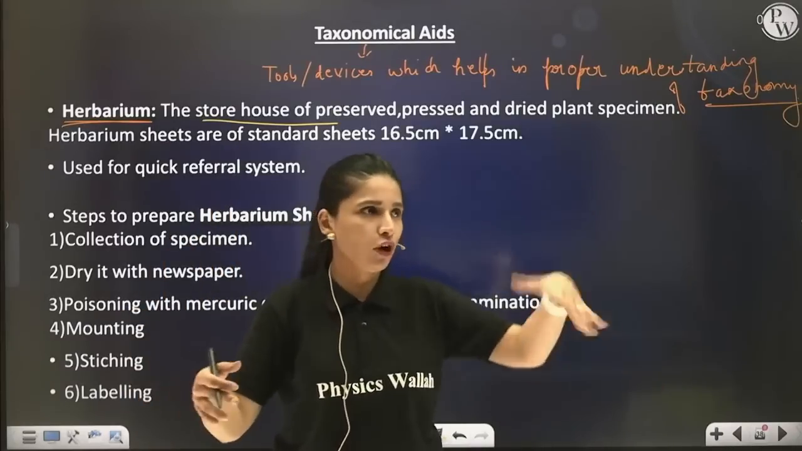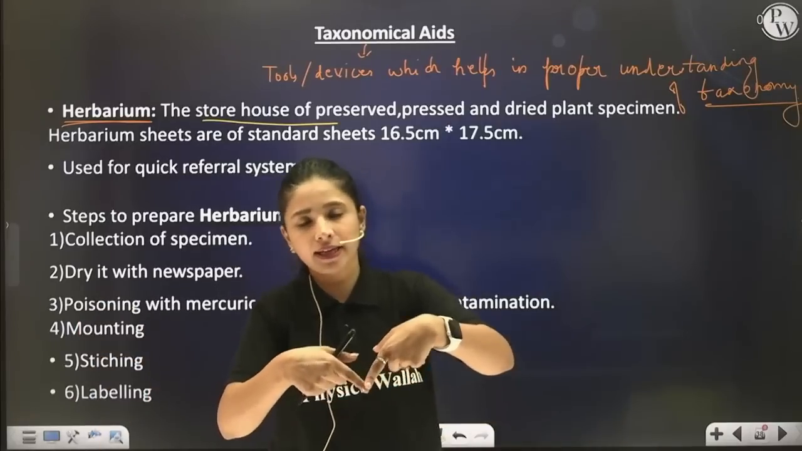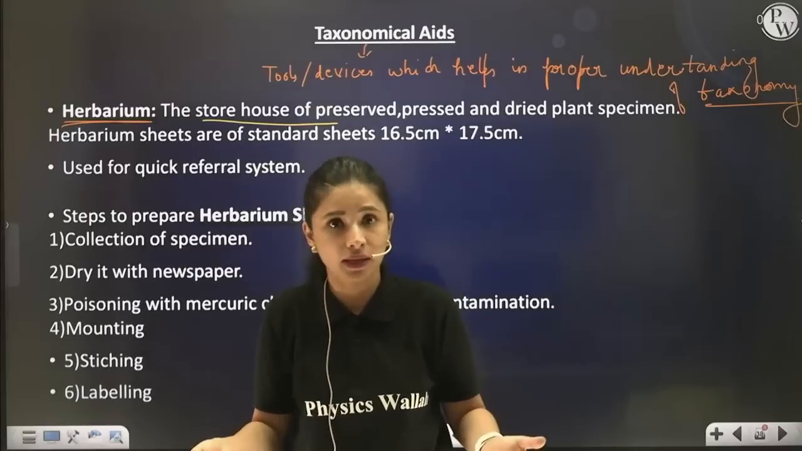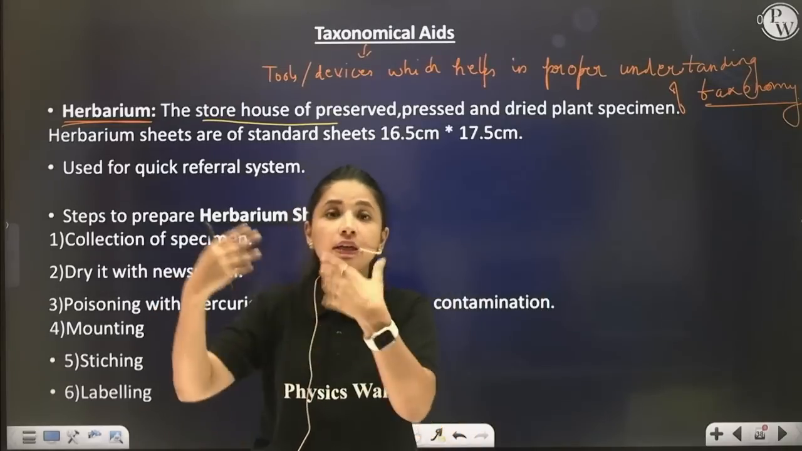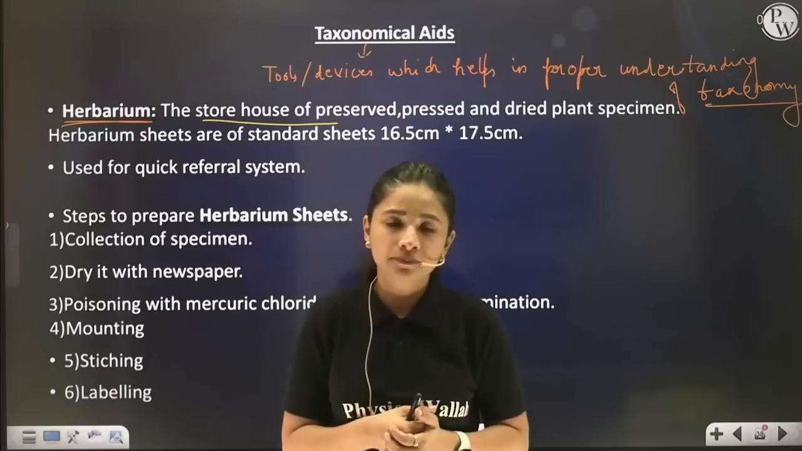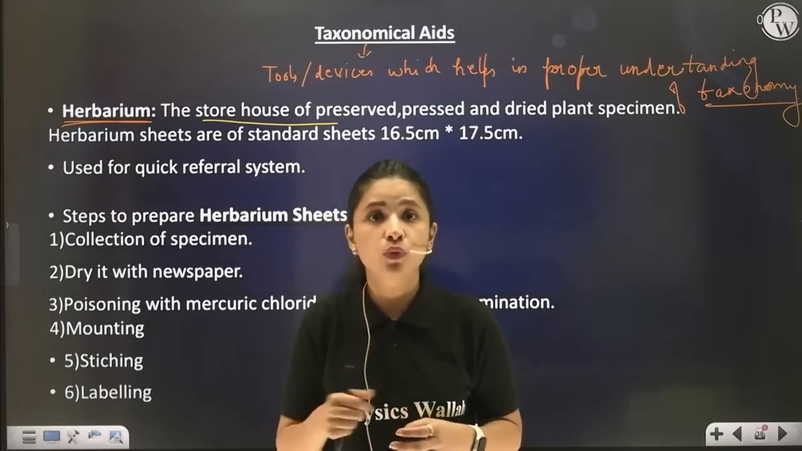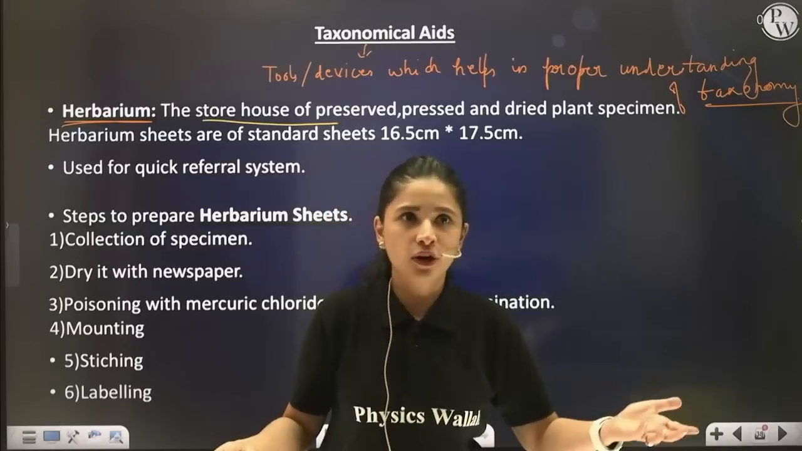In every normal stationery shop, you're going to get that 16.5 into 17.5 centimeter square sheet. It's the standard size of a herbarium sheet, and you can paste the specimen on that sheet and preserve it for long. Some information you can write on that sheet, and then you can preserve it for your further use if you really want to.